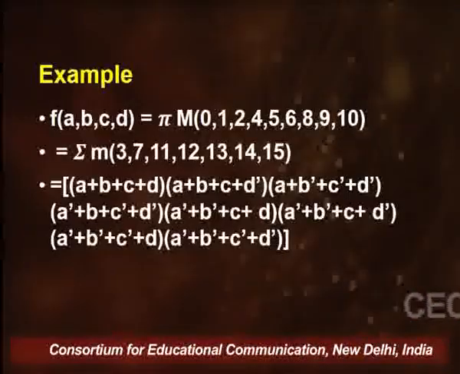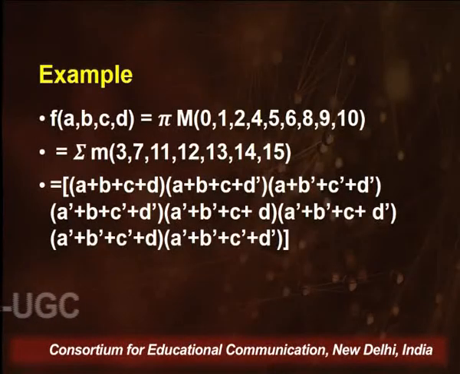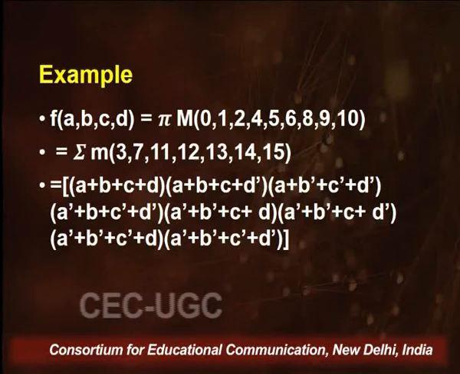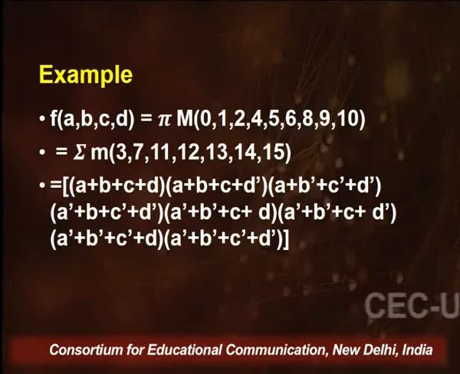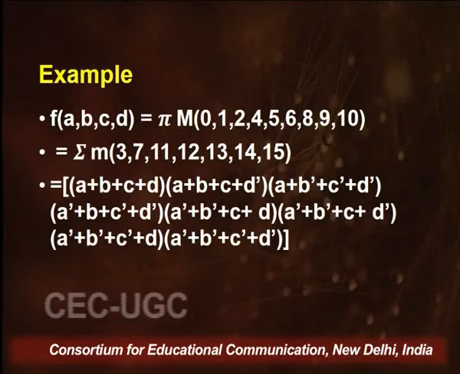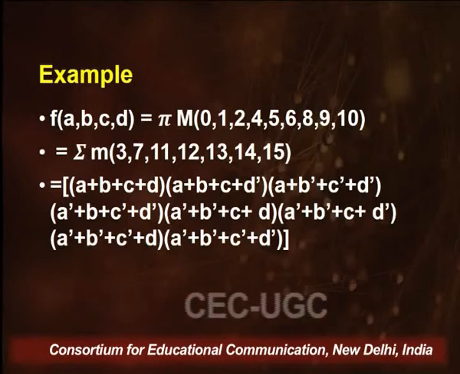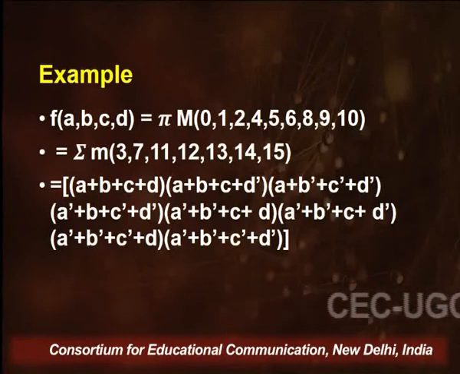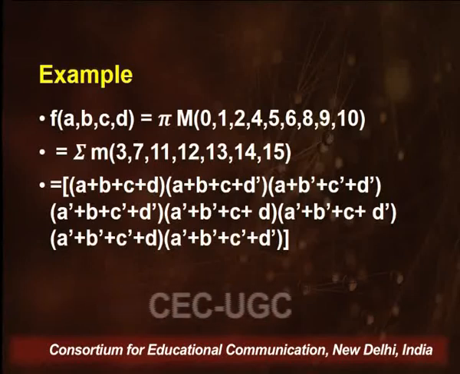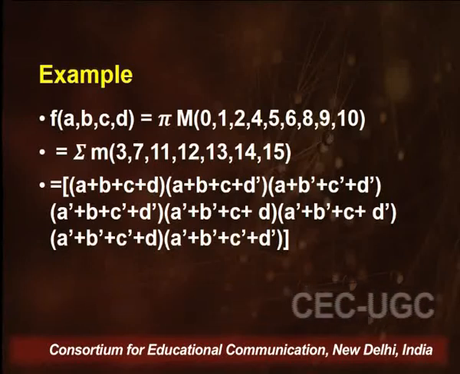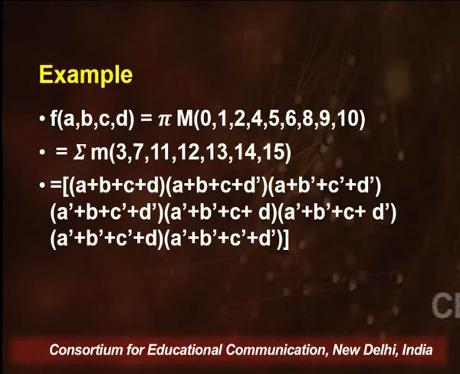Similar example, F(A, B, C, D). When we see a pi, it shows it is going to be a product of sum 0, 1, 2, 4, 5, 6, 8, 9, 10, or if you find it difficult to write it in this form, you can convert it into a sum of product form, replace that pi with a summation sign, and all the values which are written are to be skipped. The ones that are missing are to be written in the form of a summation or the sum of product. So, we have 3, 7, 11, 12, 13, 14 and 15. This is the exact same term that we were working in the previous example.